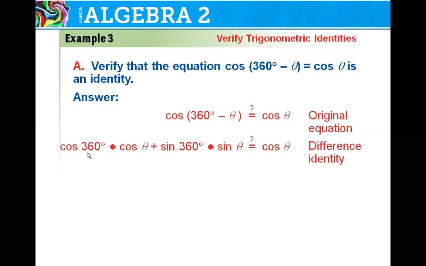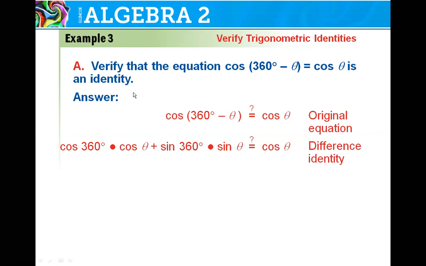After that, I get the value of cosine 360. Cosine 360 means cosine 0, because we make a complete rotation, a complete revolution. So cosine 0 is equal to 1. Cosine theta stays as it is because we don't know the value of theta. Sine 0, or sine 360, is 0. And sine theta stays as it is.